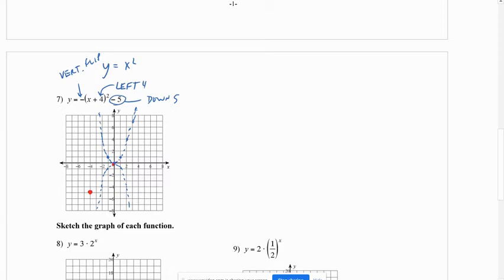Okay, and then the point at (-1, -1) is going to go left 1, 2, 3, 4, down 1, 2, 3, 4, 5. The point at (1, 1) is going to move here, and the other points will be off our screen. And so there's our final graph.